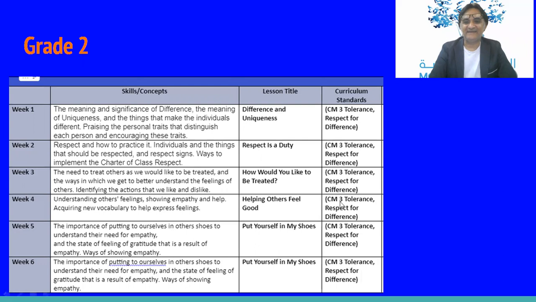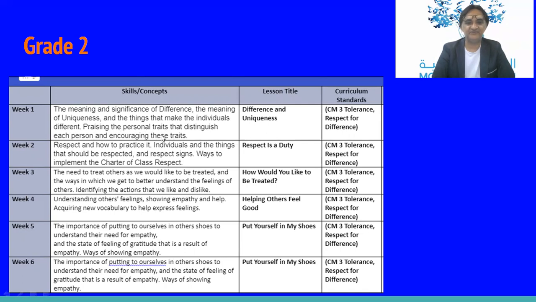The curriculum standard is tolerance, respect for difference. Lesson title is difference and uniqueness. And these are the lesson titles you can see here. These are the skills and concepts: the meaning and significance of difference, the meaning of uniqueness, and the things that make individuals different, praising the personal traits that distinguish each person and encouraging these traits.